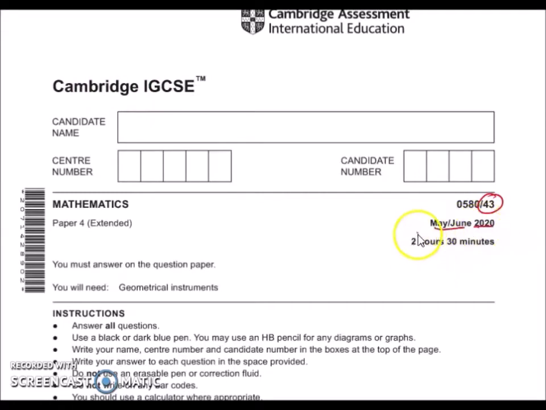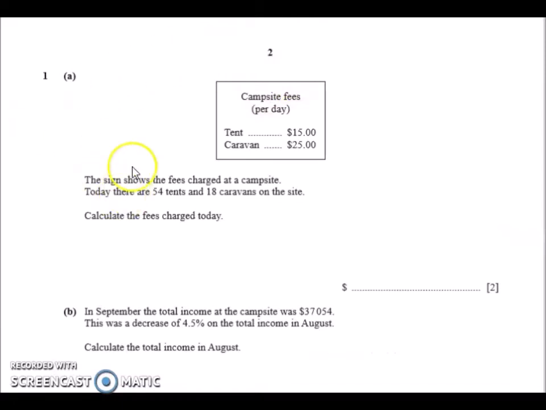So the time limit here is 2 hours and 30 minutes. Okay, so without wasting time, I'll be going to the first question here. Okay, this is the first question.